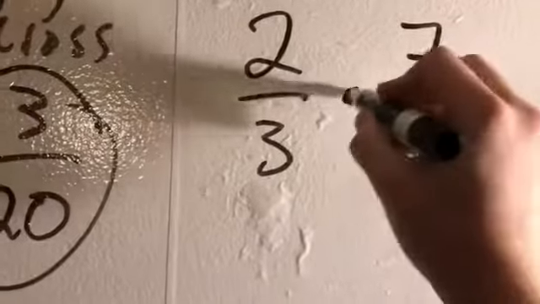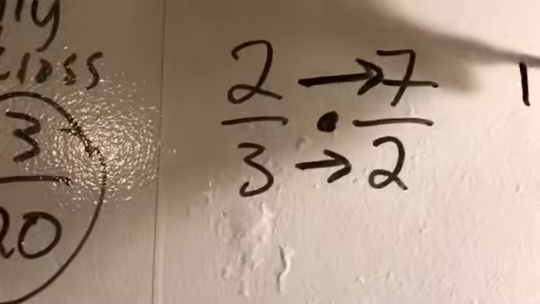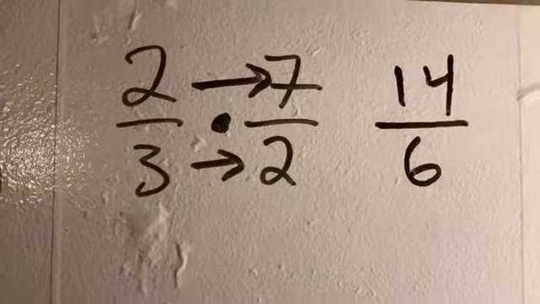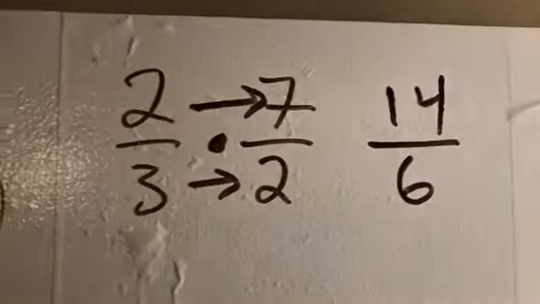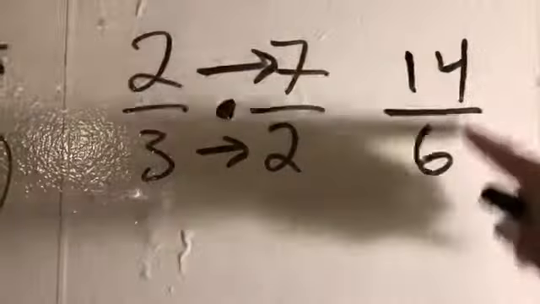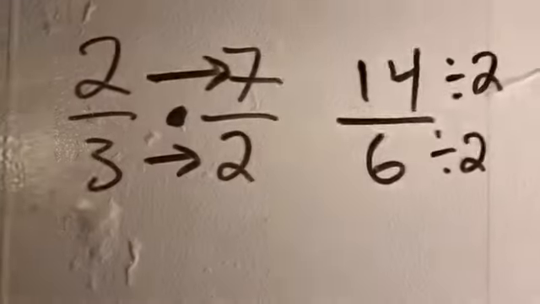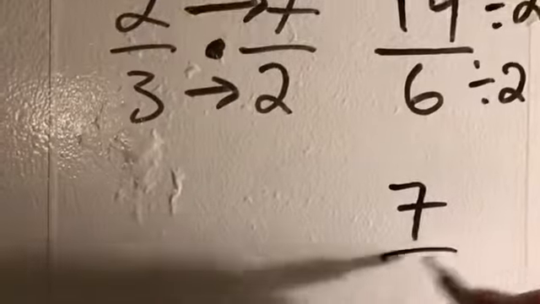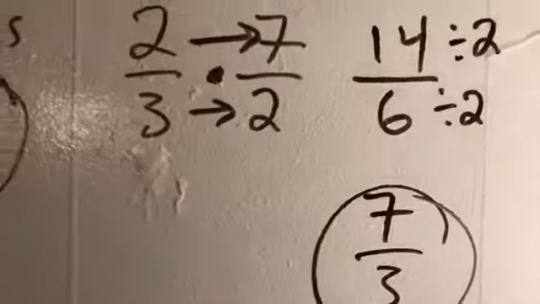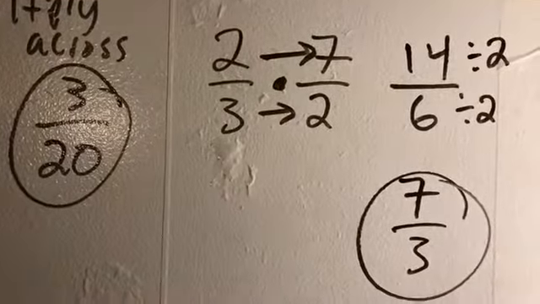If we're multiplying, we can literally just straight up multiply straight across to get 14 on top, 6 on the bottom. Now ask yourself, can I divide both numbers by the same number to get a smaller fraction? In this case, they're both even, so I can divide by 2. 14 divided by 2 is 7. 6 divided by 2 is 3. And there's my final answer. So for this one, I needed to simplify. Always simplify if you can.